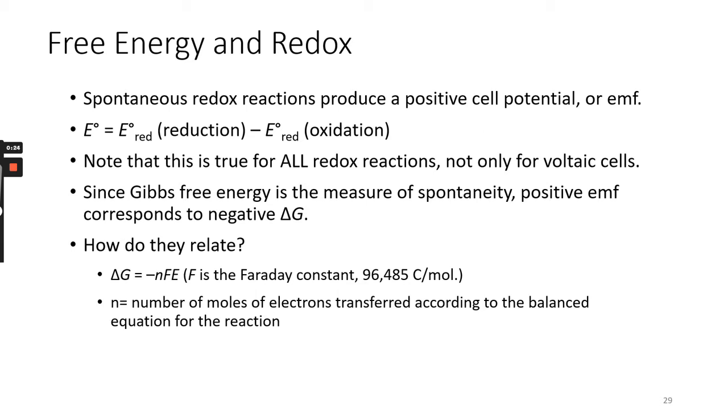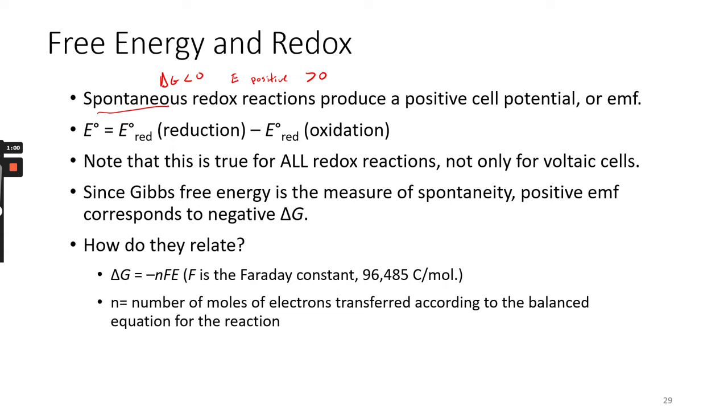So remember, last chapter we said for spontaneous, delta G had to be less than 0. And now we're saying that your cell potential, which is E, has to be positive, which is greater than 0. So remember, your E is your reduction minus your oxidation. But these E's here are for reduction. Okay? So note that this is true for all redox reactions, not only for voltaic cells.